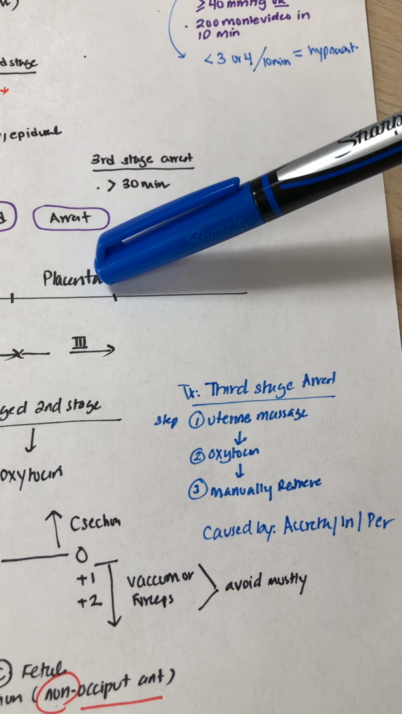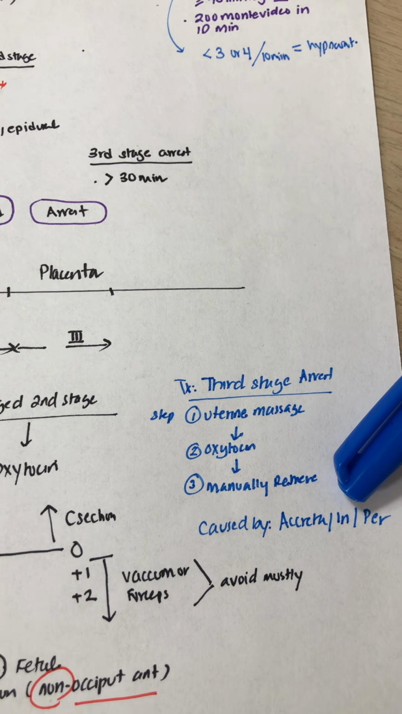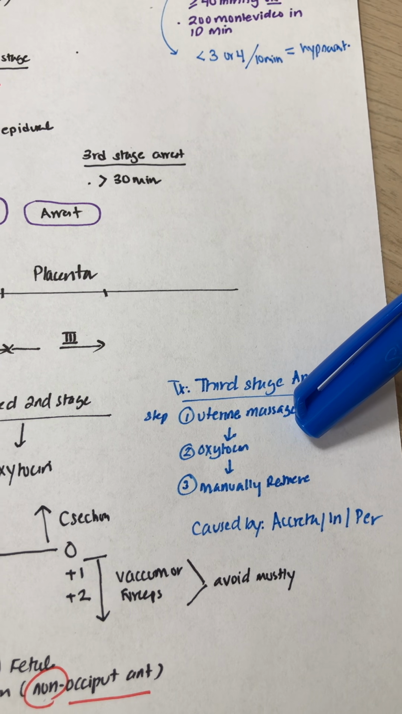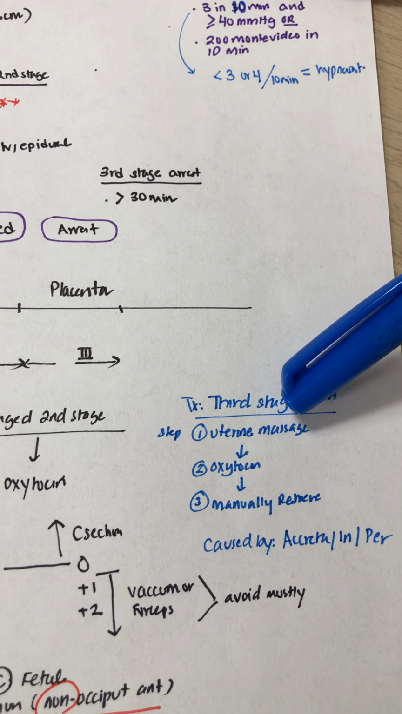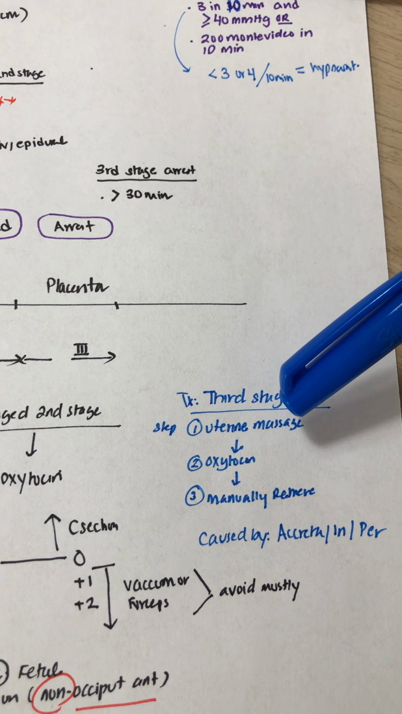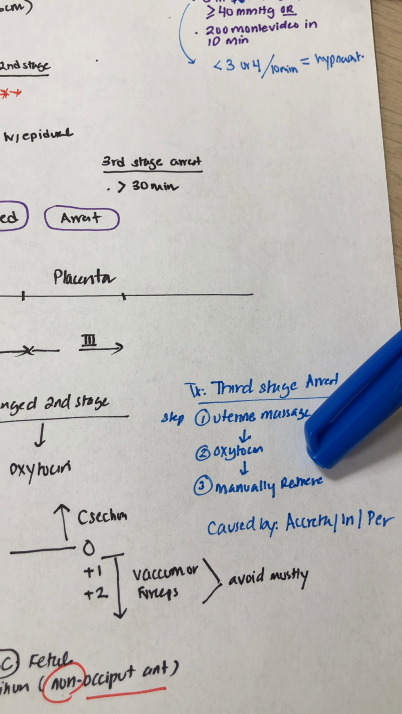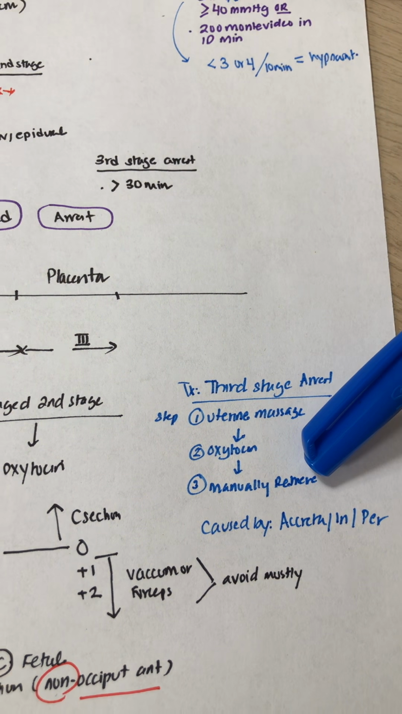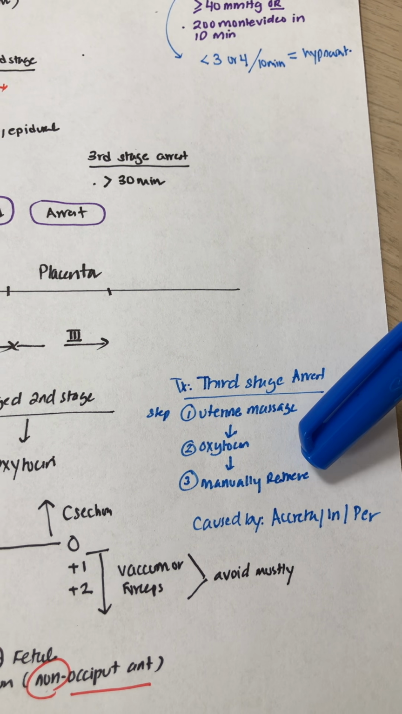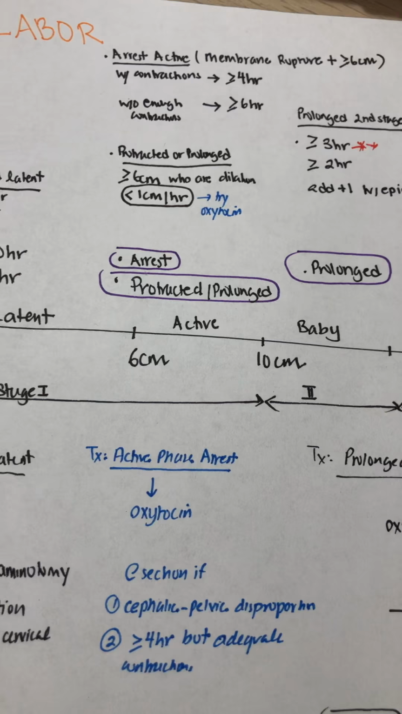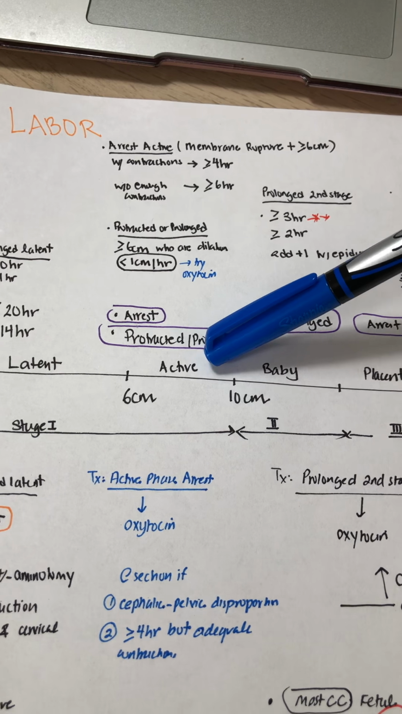In this stage, if there is a placenta accreta, you can have a postpartum hemorrhage. So you have to be careful. You have to do your uterine massage, oxytocin, and manually retrieve. If it doesn't work, then you have to do a hysterectomy.